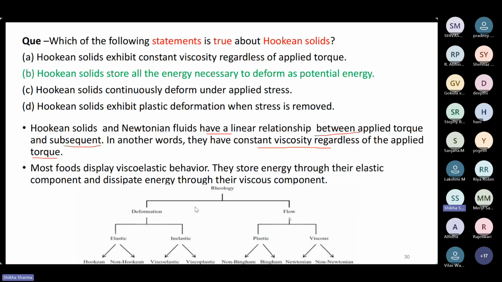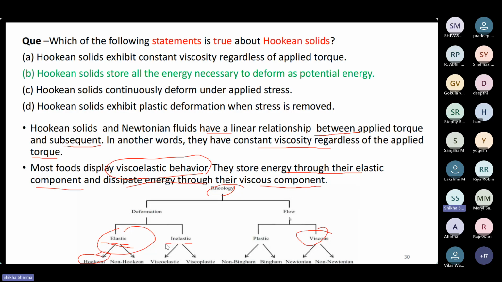In rheology, fluids have both viscous and elastic nature, so we say viscoelastic behavior. They store energy through the elastic component and dissipate some energy through the viscous component. Hookean are in the elastic class. In rheology, there will be deformation, and in deformation there are two classifications, elastic and non-elastic. So Hookean and non-Hookean are classified based on the elastic nature.